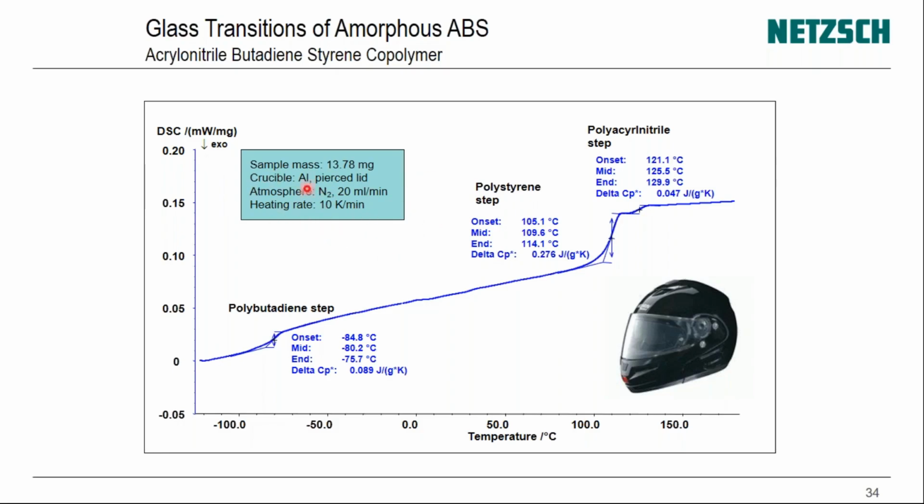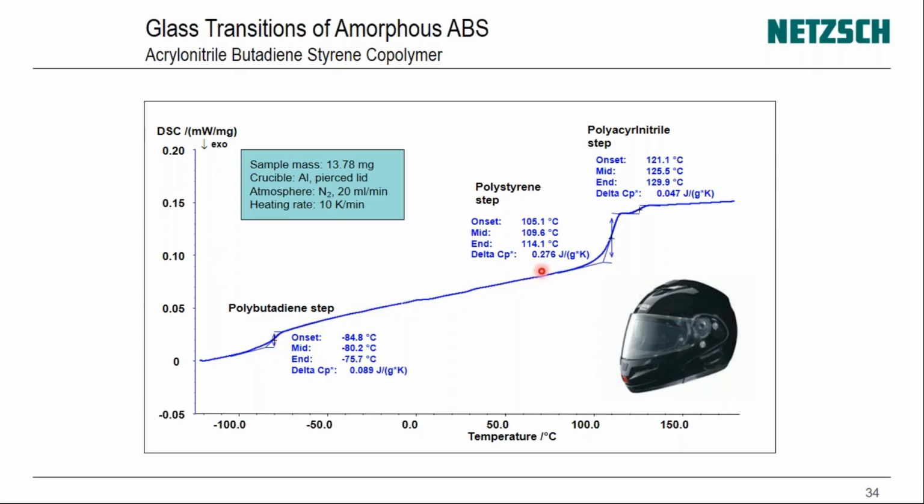Now in this particular amorphous ABS sample, as you can see, we have this program from minus 125 up to 160 degrees, with a heating rate of 10 degrees per minute. Here we are getting a phase transition, which is a small glass transition. We have the onset at minus 84, and we can also get the delta CP value for this particular transition.